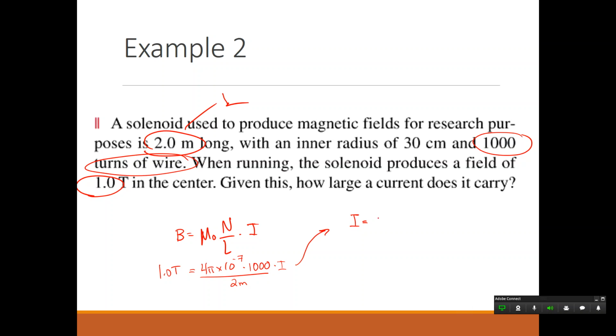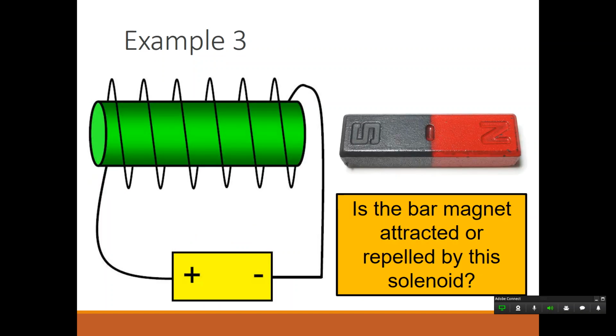Okay, next example. Is the magnet attracted or repelled by the solenoid, the way it's standing right now? If I were to look at my green solenoid, where is the north end of it? Or in fact, where are the magnetic field lines pointing to?